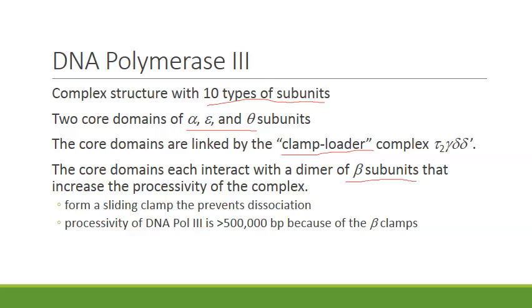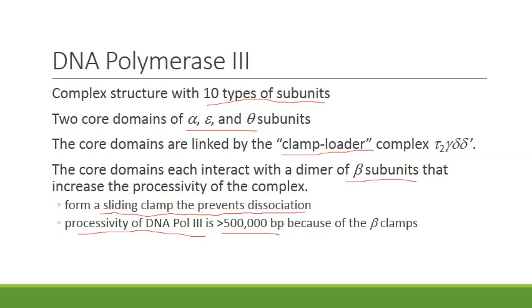So the beta subunits form what we call a sliding clamp, and that sliding clamp prevents the DNA from dissociating from the DNA polymerase. And if I could show a video, I would show you what a sliding clamp exactly looks like, but you can think of it as clamping over the DNA and making sure that the enzyme doesn't dissociate from the DNA. So this makes the processivity of DNA polymerase about 500,000 base pairs because of these beta clamps that are able to clamp onto the DNA.